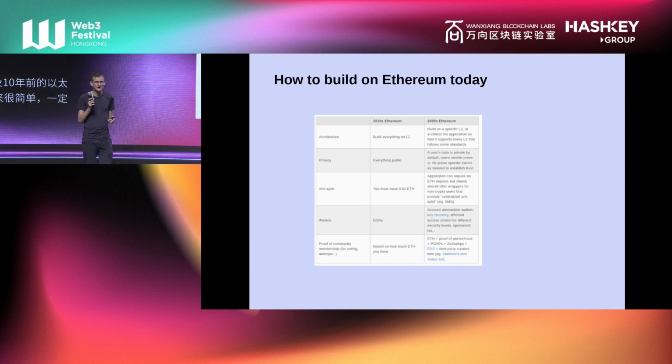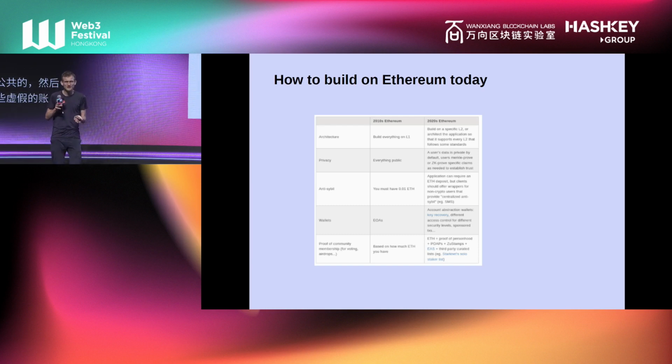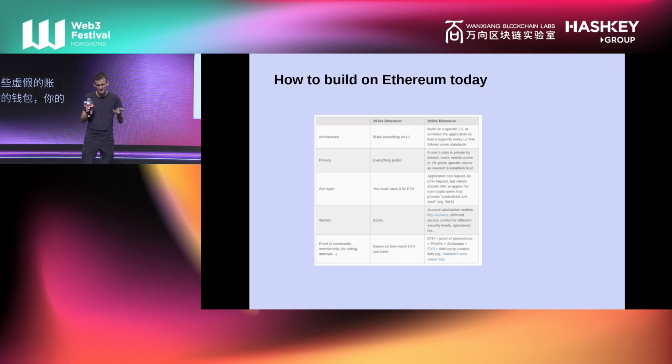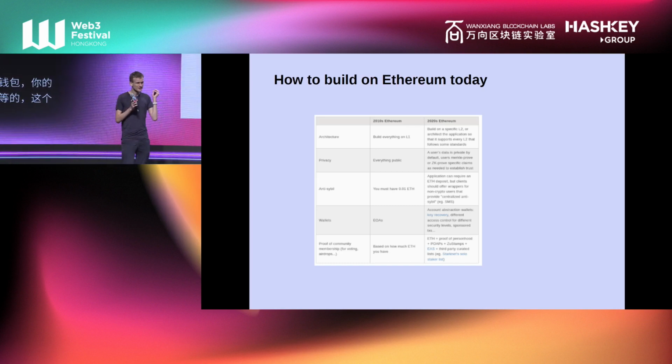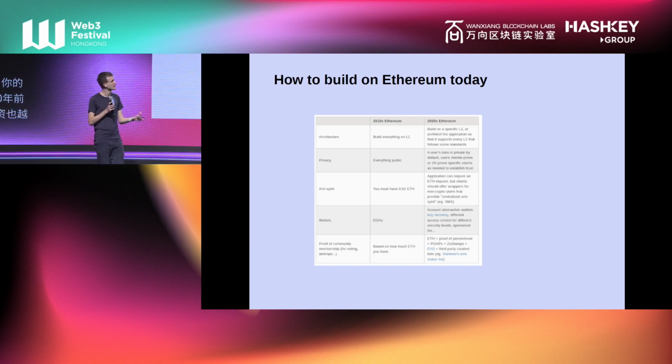Anti-Sybil, how to protect against millions of people making spam accounts. You require people to have 0.01 ETH. Wallets, externally owned accounts, just single private keys. Proof of community membership, if you have ETH, you're part of the community. So these were the tools that we had back in the 2010s. In the 2020s, we have access to much more powerful tools, and this leads to different ways to create applications.